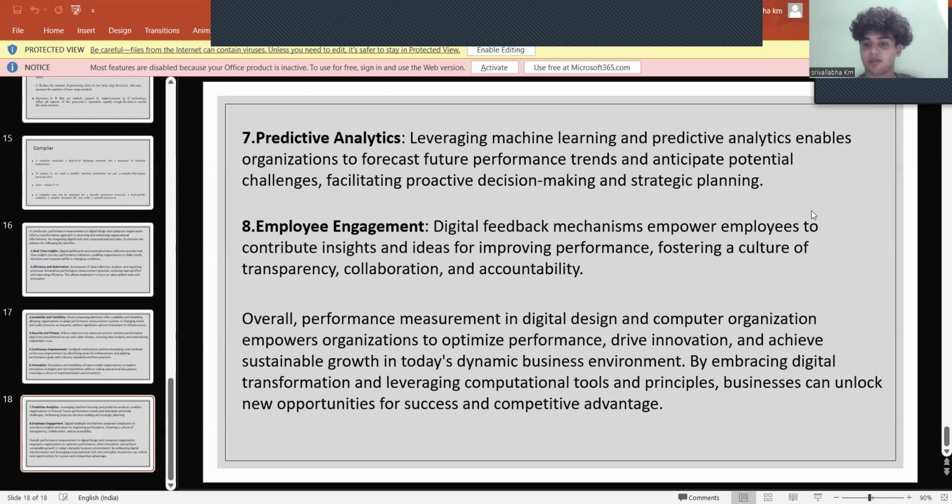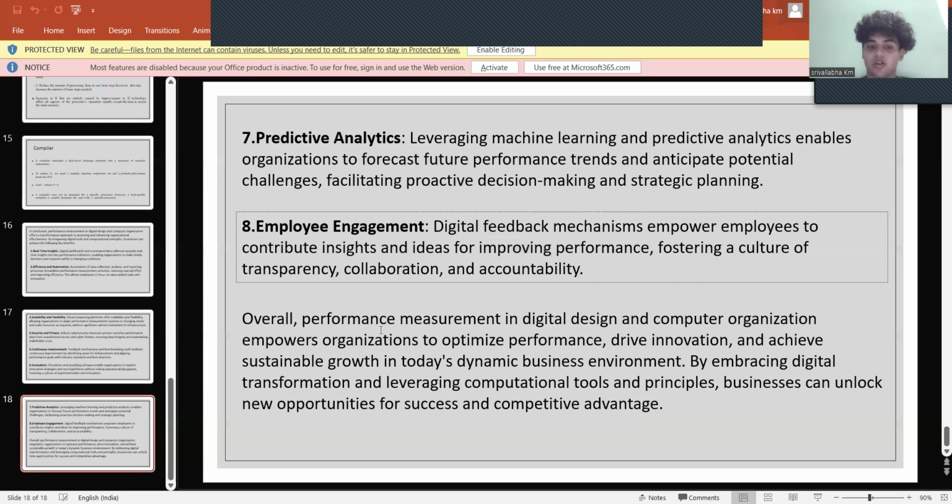Digital feedback mechanisms empower employees to contribute insights and ideas for improving performance, fostering a culture of transparency, collaboration, and accountability. Feedback should be given on each processor, on each performance of the benchmark that is tested. If any innovation is done by a particular employee, the feedback should be given by the user or the company heads, so that they can get some hike in their salary or something, for collaboration or accountability.